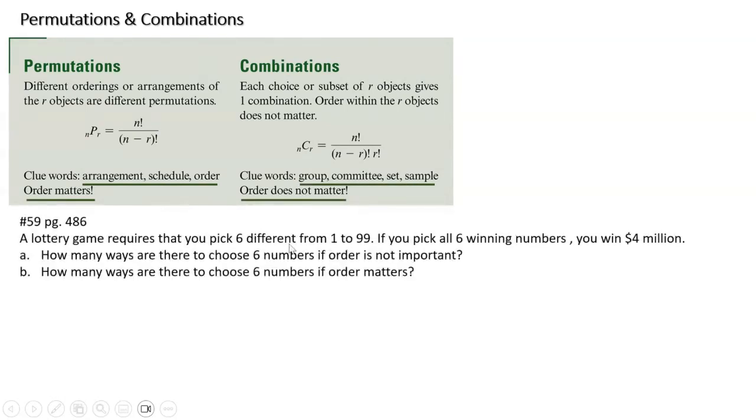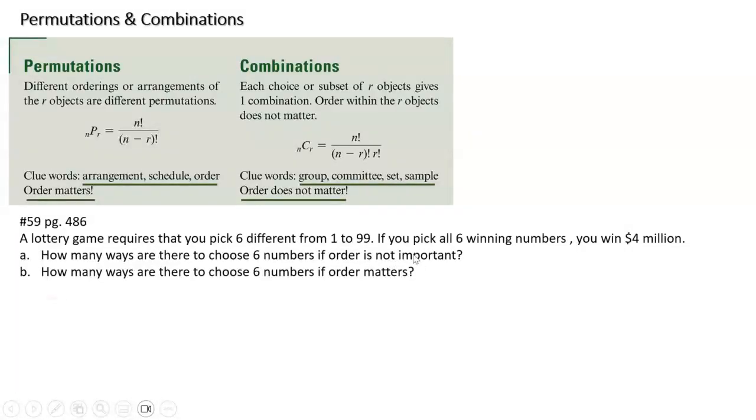Okay. Now, this is from the lotto. It says a lottery game requires that you pick 6 different numbers from 1 to 99. If you pick all 6 winning numbers, you win $4 million. How many ways are there to choose 6 numbers if order does not matter?